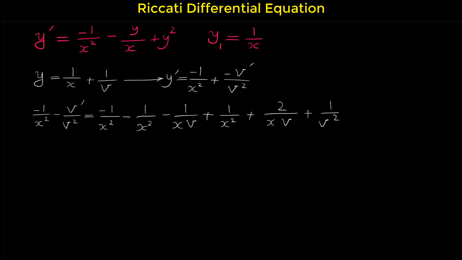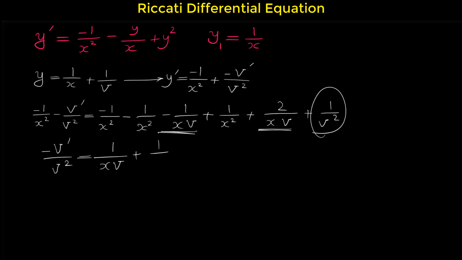What remains on the left side is just this negative v prime over v squared. On the right side, we have negative 1 over xv plus 2 over xv. So if we add this to this, we get 1 over xv. And finally, this 1 over v squared remains here.